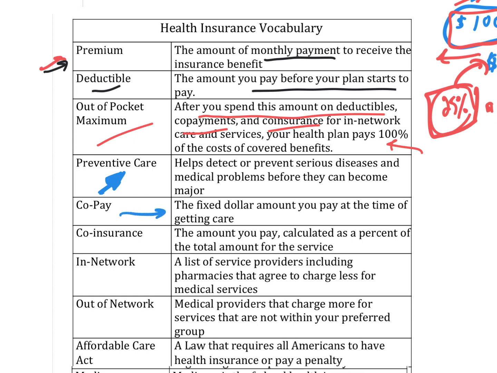Again, here's our copay, the fixed dollar amount that you pay at the time of getting care. The coinsurance is the amount you pay, calculated as a percent, after you hit your deductible and your copay.